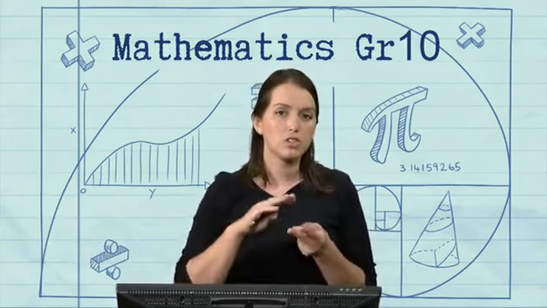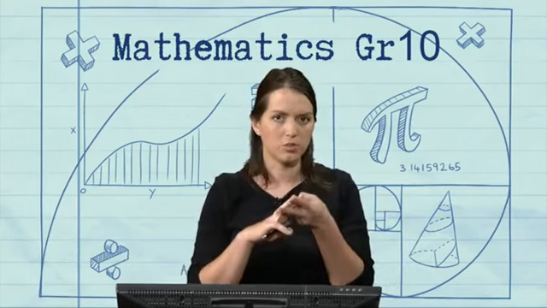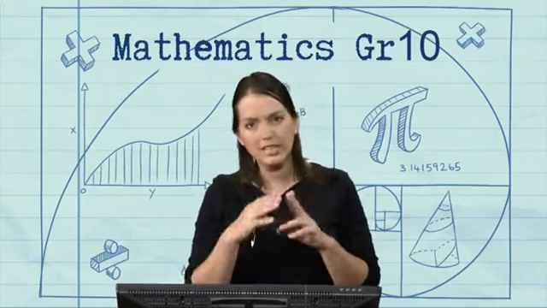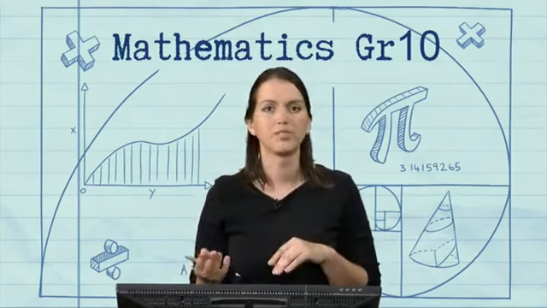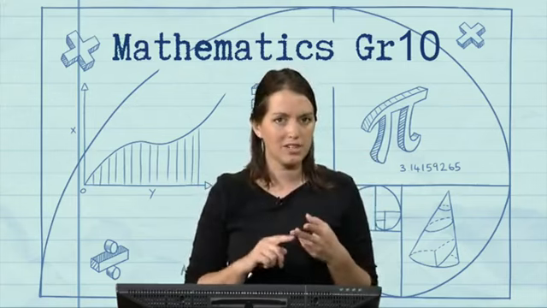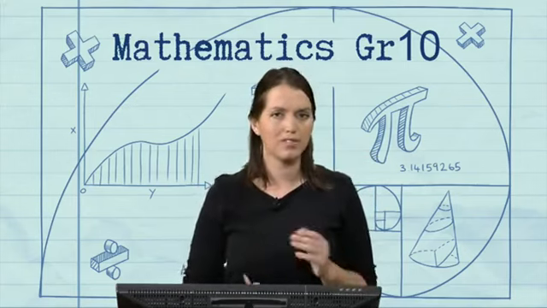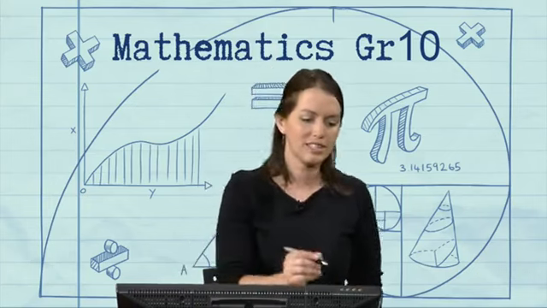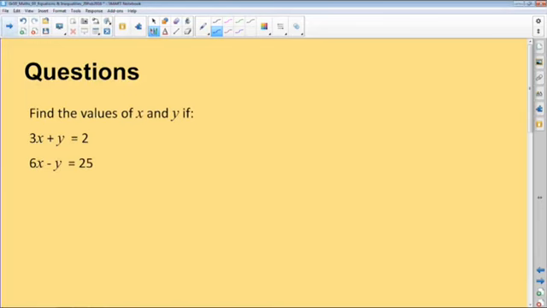You'll notice that there are 2 variables that we need to solve for. That means we need 2 equations to solve for them. Now, in each of those equations, the x will have the same value in both, and the y will have the same value in both. Let's take a look. The question says, find the values of x and y if 3x plus y equals 2 and 6x minus y equals 25.